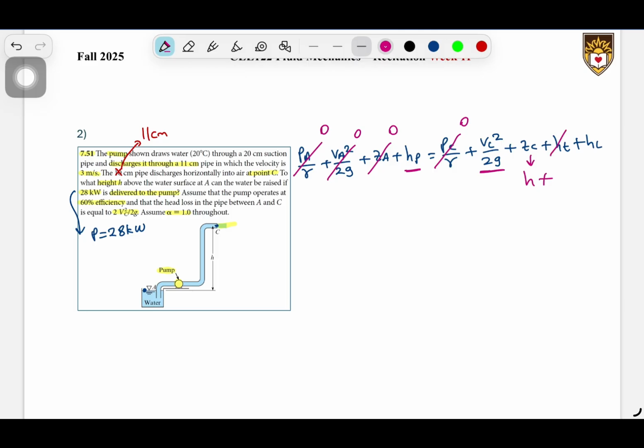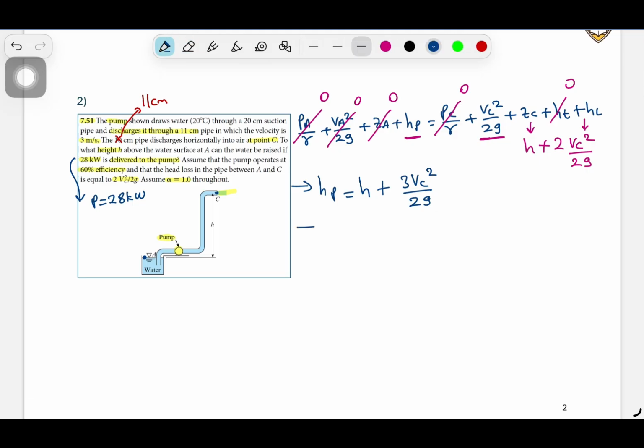And we don't have a turbine, so it is 0, and we have head loss equal to 2 Vc square over 2g. So if we modify, we have HP equal to H plus 3 Vc square over 2g. And the velocity is actually given as 3 meters per second.